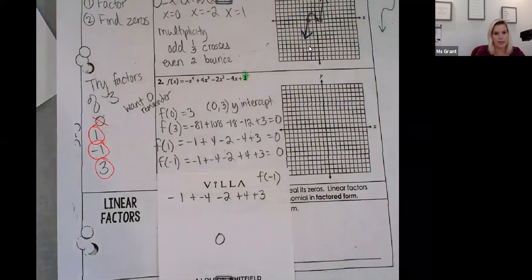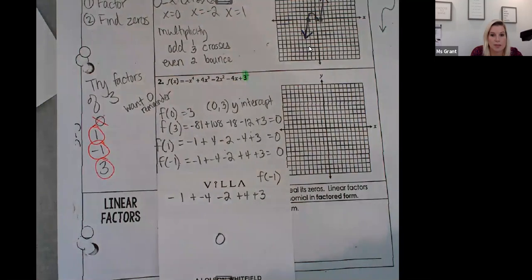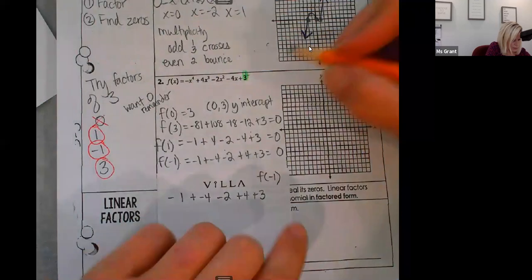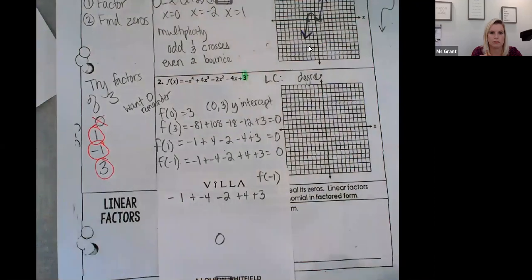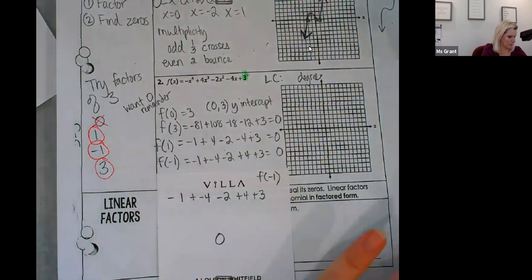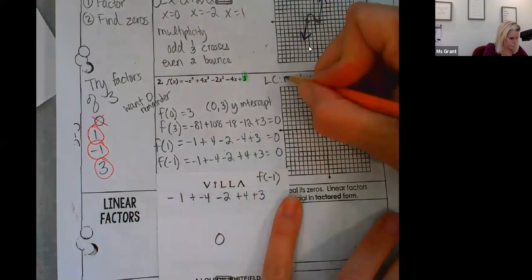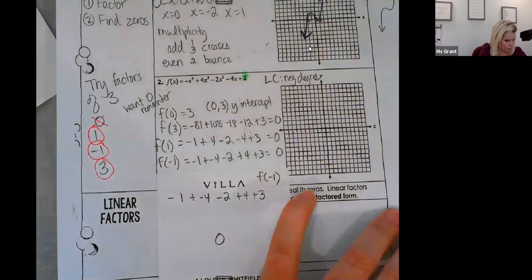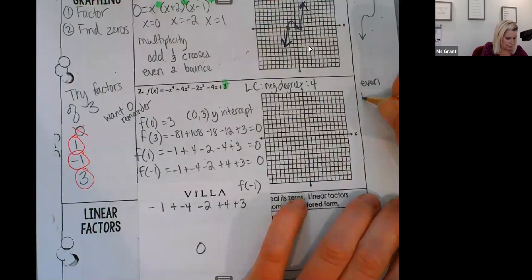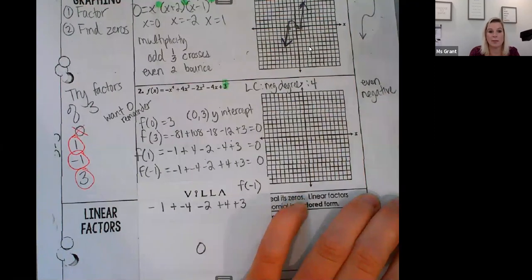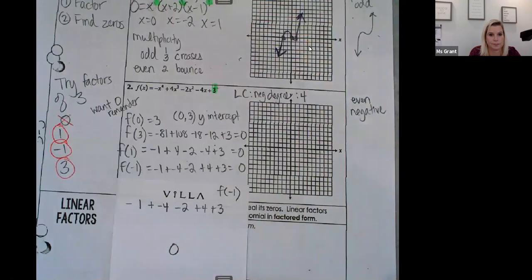Something that I haven't done yet, which I need to do, is I need to talk about what's my leading coefficient and what's my degree. Leading coefficient, degree. My leading coefficient is negative. My degree is the 4th. So this is an even degree and it's negative. Do you remember the end behavior? Remember that? This.